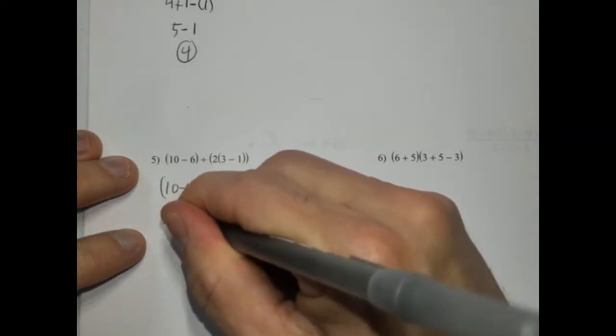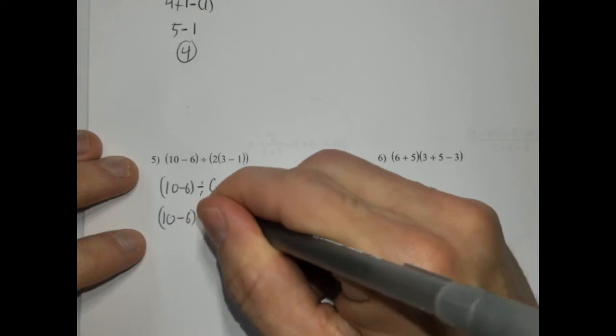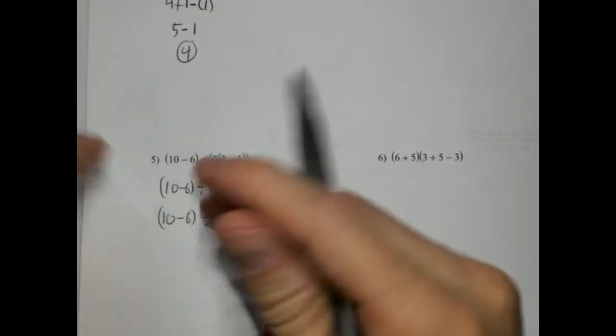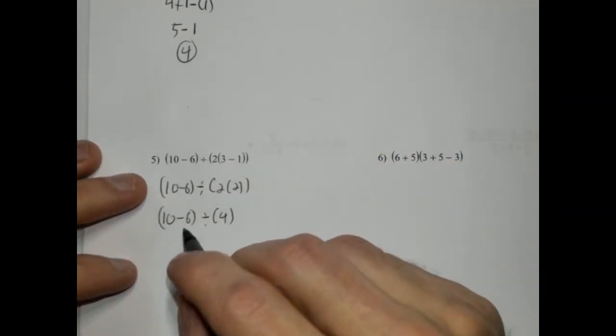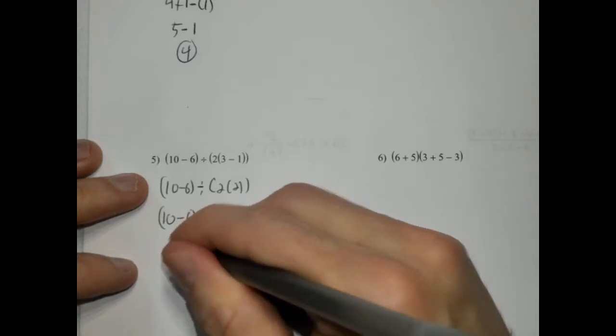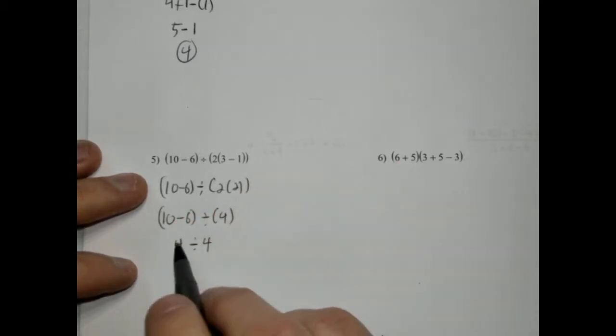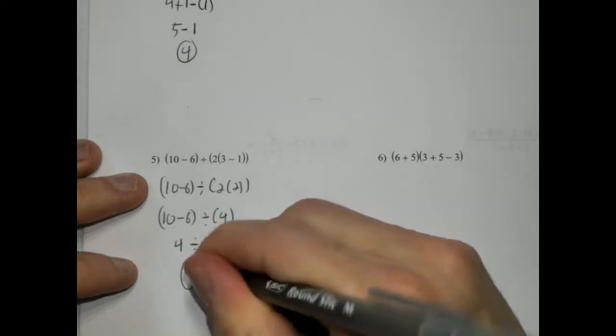So 10 minus 6 divided by 4. Honestly, it wouldn't matter if you did this part ahead of that because it's already like a self-contained piece of the problem. But I'm just going to stick to what we should be doing. 10 minus 6 is 4. And you can also do it at the same time, but I like to do one step at a time, especially when showing these. 4 divided by 4 is 1. That's it.